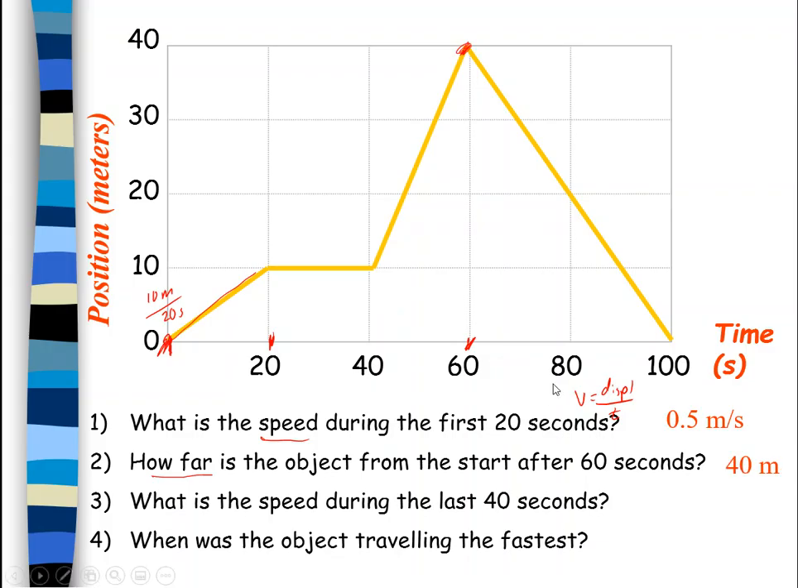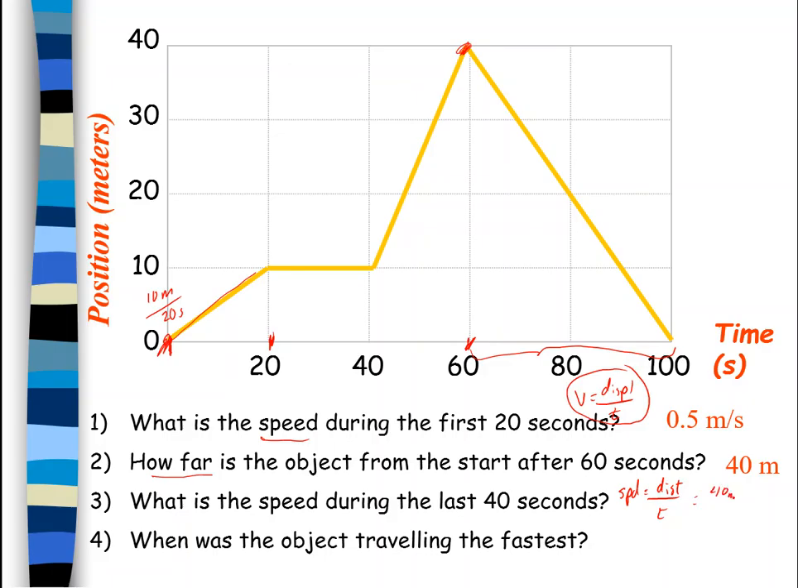Number 3, what is the speed during the last 40 seconds? So during the last 40 seconds, that's going to be this part right here. And what is the speed? Well, we're saying speed or velocity as before. That's the displacement divided by time. Now, I did ask for speed, so I'm going to say speed is distance divided by time, and I'll explain why I chose that one in just a moment. So the distance for the last 40 seconds is going to be 40 meters.